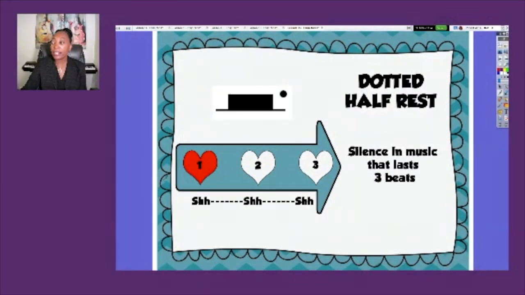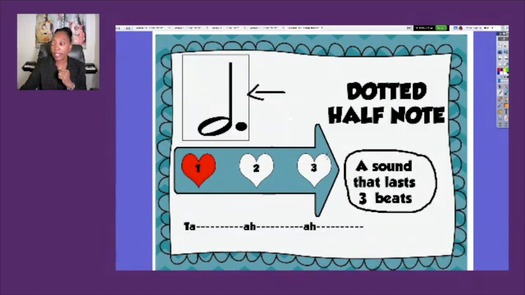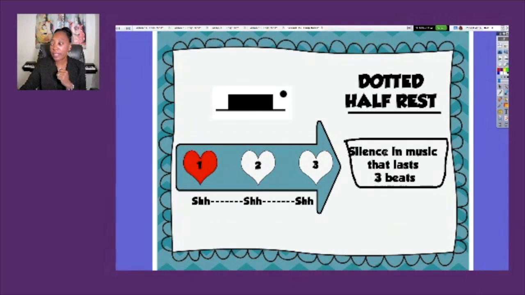Now let's look at the dotted half rest. Here is our snowman hat, and we have a little dot, and it's a silence in music that lasts 3 beats. Same as the dotted half note, but it's a silence.